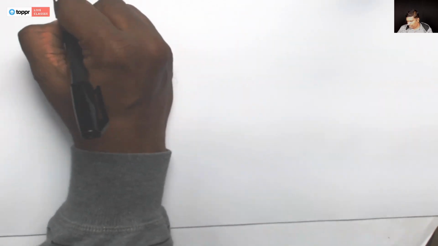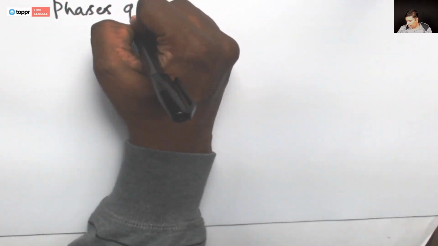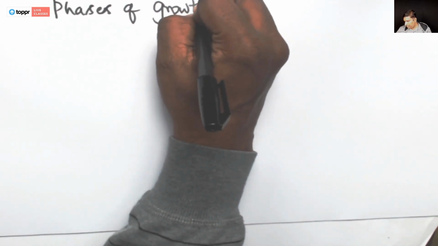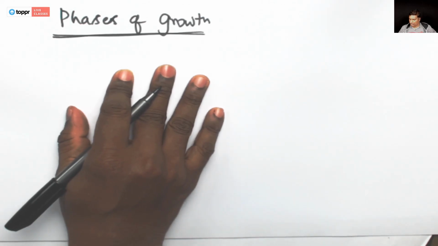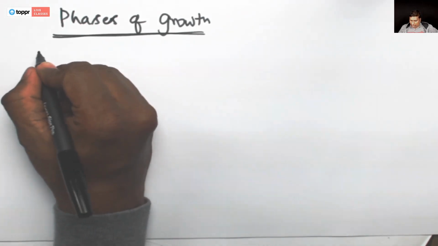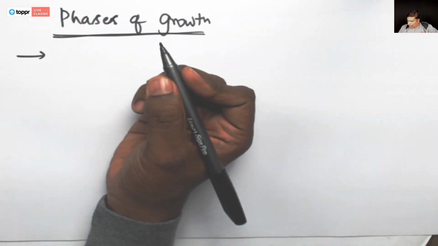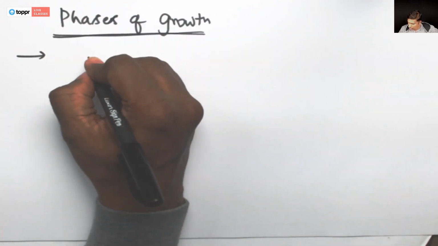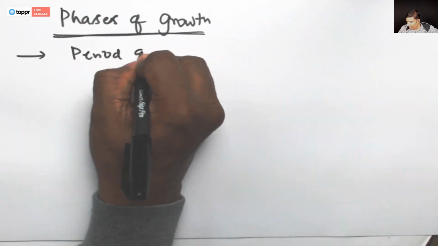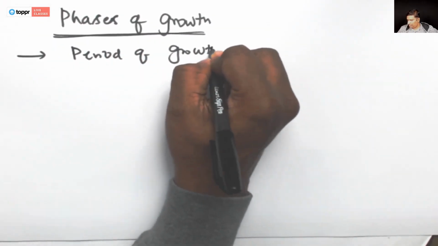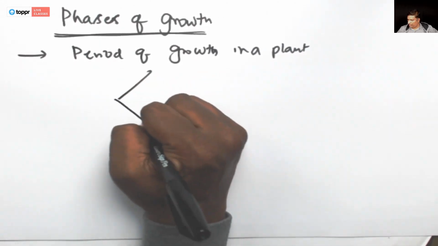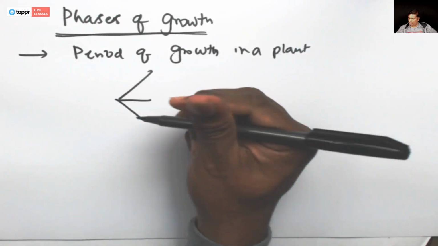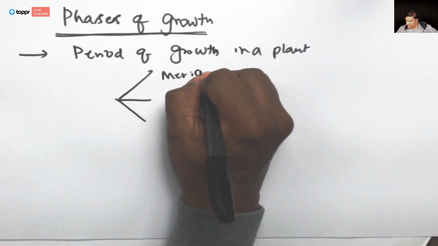Now we'll look at the phases of the growth. What are the various phases of the growth? Now, the period of growth in a plant can be divided into three components, three phases. One is meristematic phase.